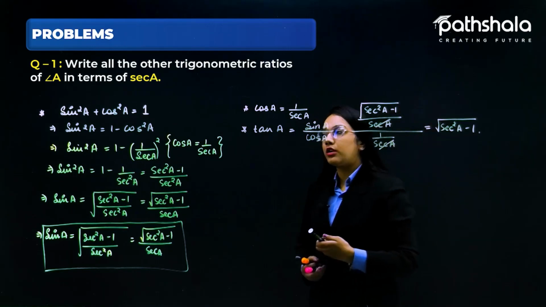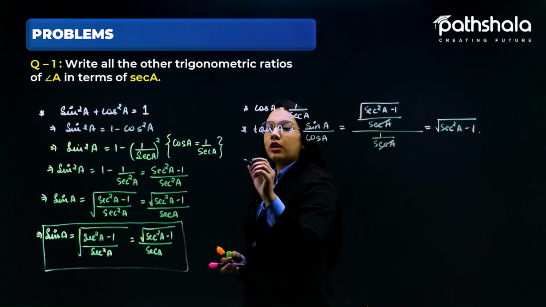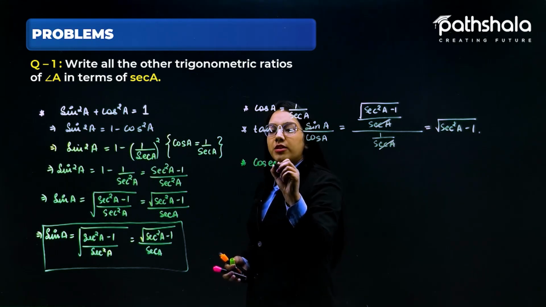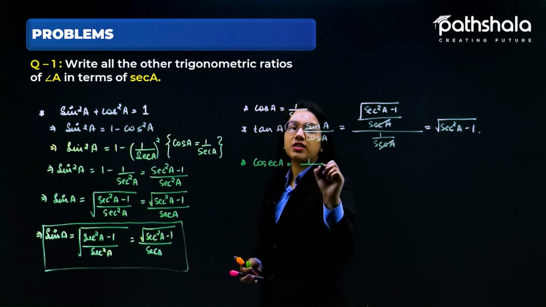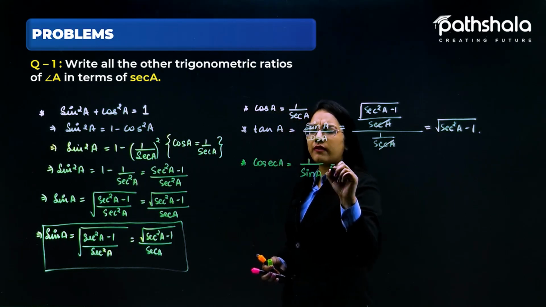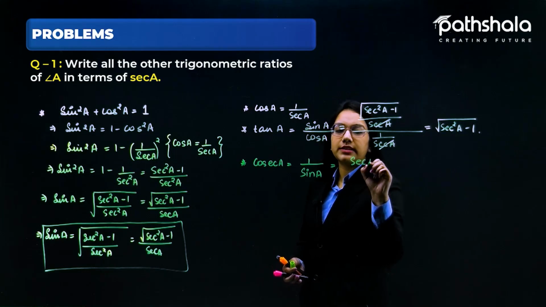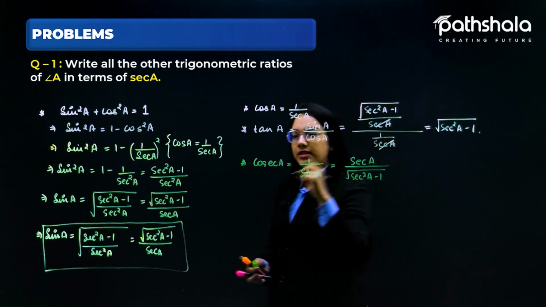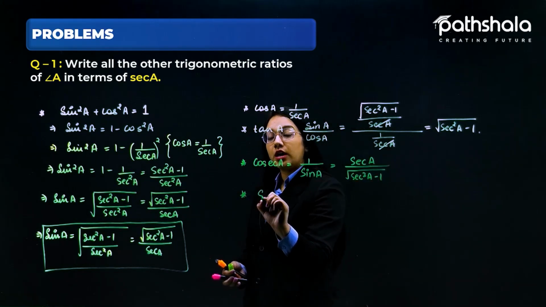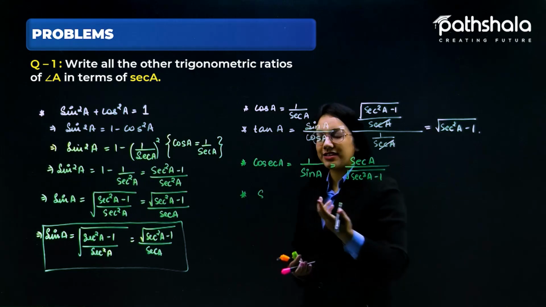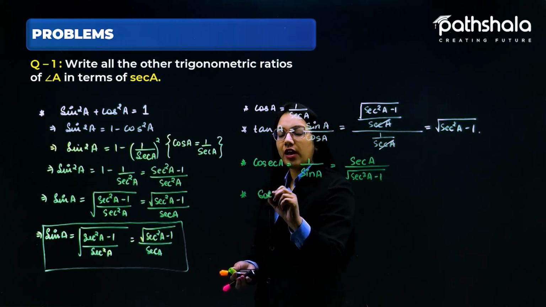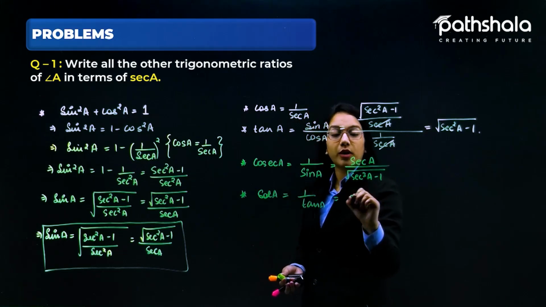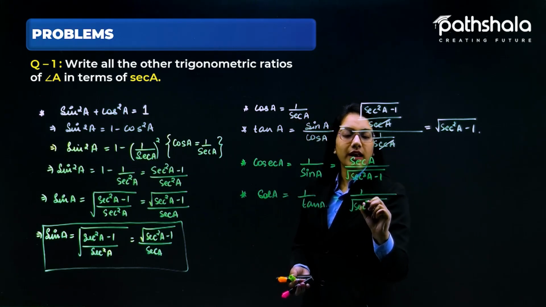Now let's move on further and talk about the other trigonometric ratios. We have cosec of A, cosecant of A. We can write this as 1 by sine of A. Since we know the value of sine of A, this would be secant of A divided by the square root of secant square A minus 1. So this is my second conversion. Now let's talk about secant of A. Secant of A definitely remains secant of A. Let's talk about cot of A. Cot of A is 1 by tan of A, so we can write this as 1 by the square root of secant square A minus 1.